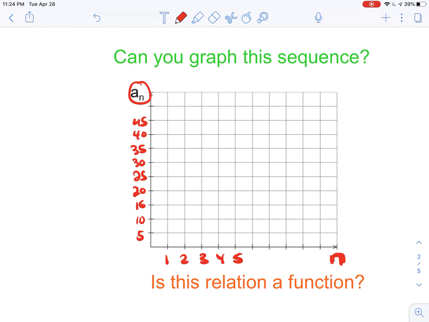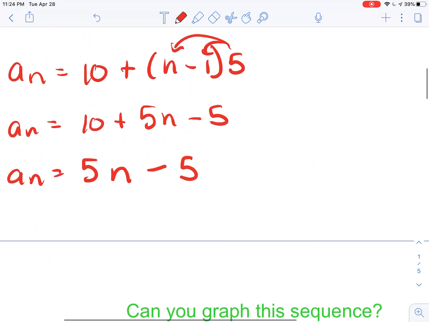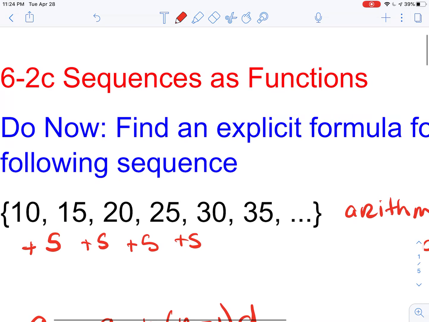Now notice I have this axis labeled with an a sub n, right? That is the value of my term at that particular place mark. So for the first term, a sub 1, we have 10, right? Because a sub 1 is equal to 10. The first term is equal to 10. A sub 2, right, is equal to 15. A sub 3 is equal to 20. A sub 4 is equal to 25.